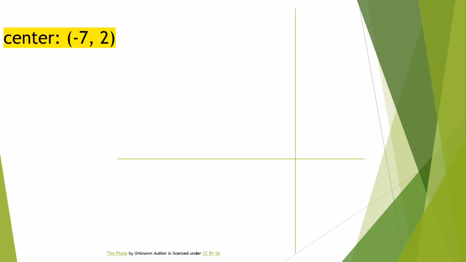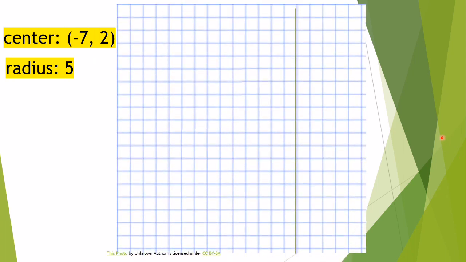So, i-graph na natin ang resulta. Ang ating coordinate sa circle ay negative 7 and 2 at ang radius ay 5. So, gagamit tayo ngayon ng graphing paper. So, dito, ito ang ating x-axis at ito naman ang ating y-axis. So, ang point of origin natin ay this point. Okay? So, i-graph na natin.